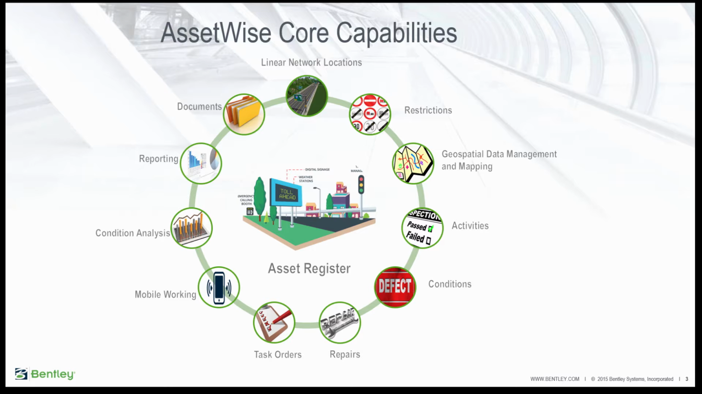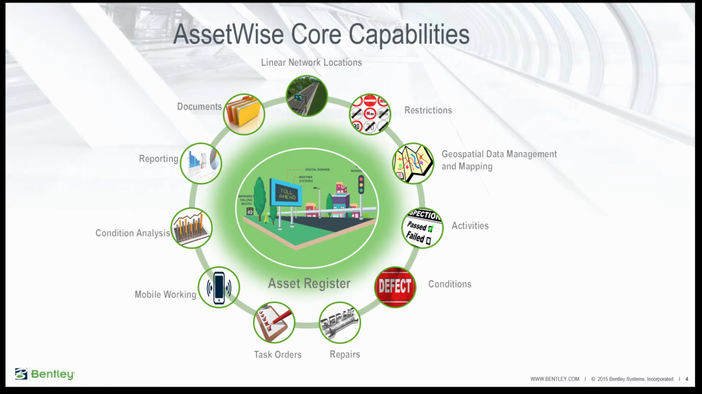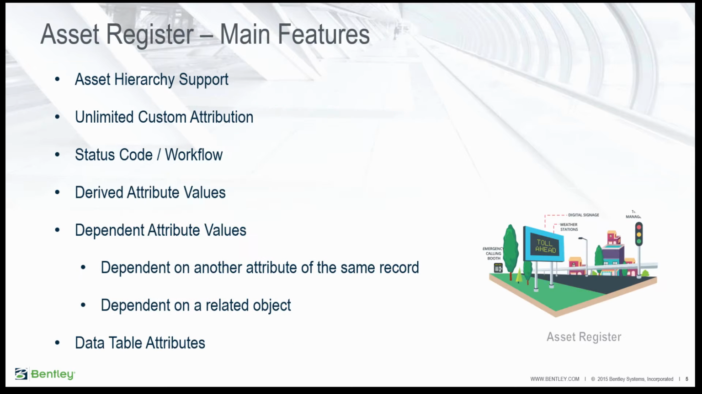This diagram shows the core capabilities of the AssetWise solution, and we'll talk about each of the topics in more detail throughout the presentation. At the heart of AssetWise is the asset register that's used to model and manage the asset information. Some of the main features of the asset register include full support for hierarchical assets such as structures or signs with plates and poles. You can have unlimited custom attribution to describe the asset or features, and you can have configurable status codes to indicate where the asset is within its life cycle.